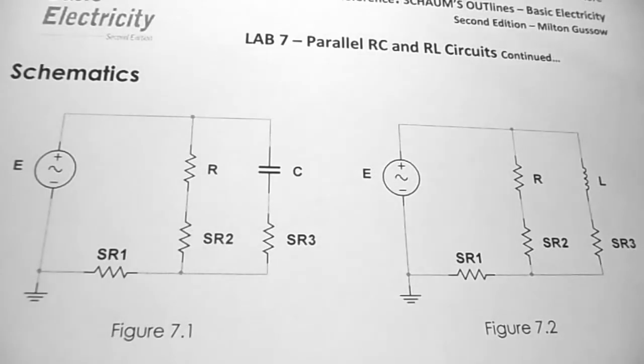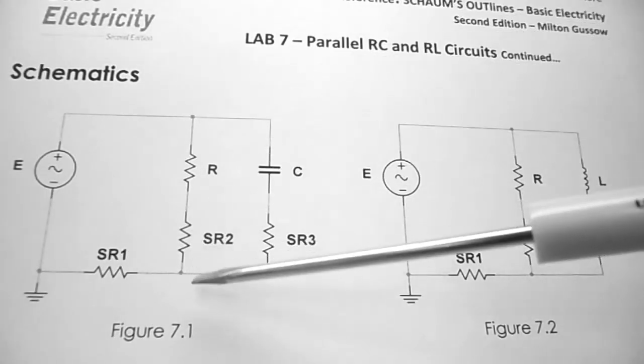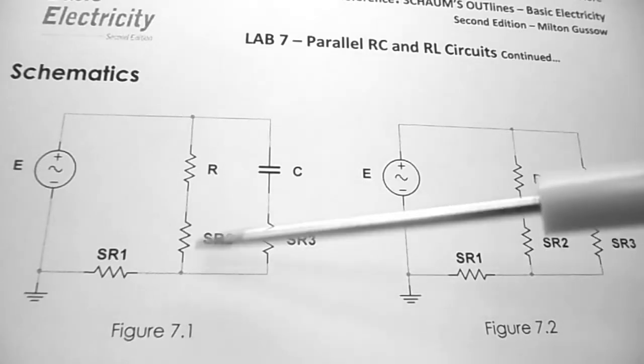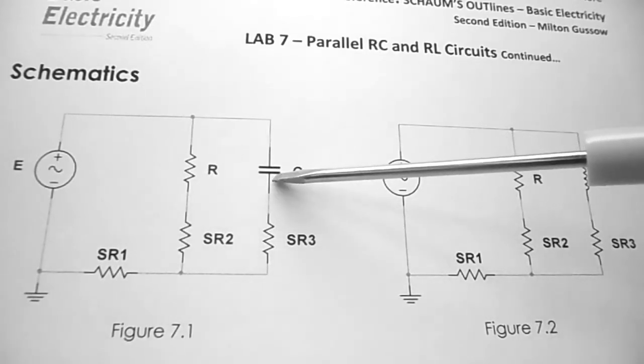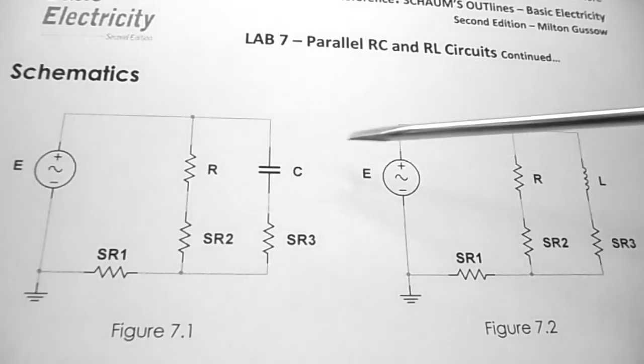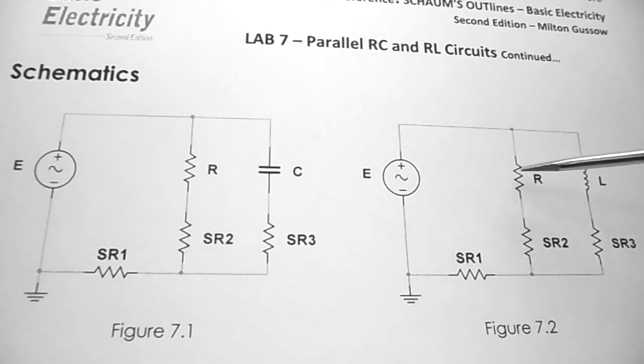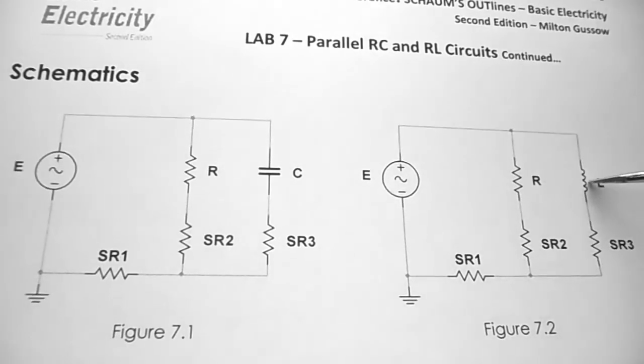We're using 2 schematics today, so we can see Figure 7.1 is R in parallel with C, and Figure 7.2 is R in parallel with L.